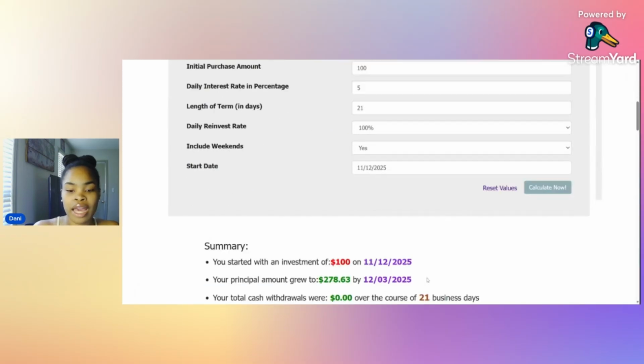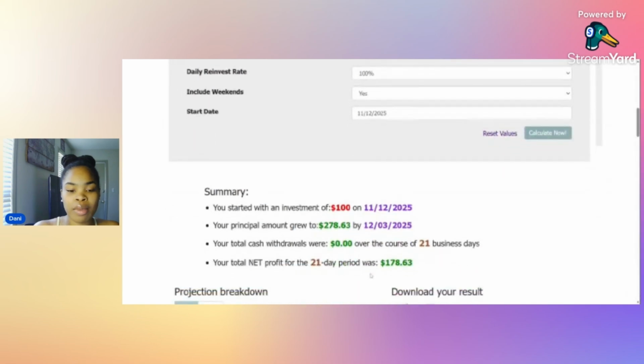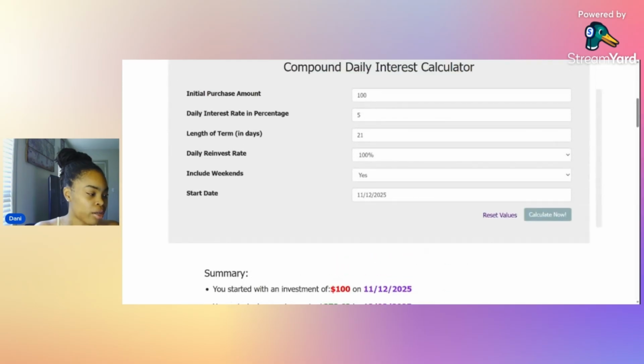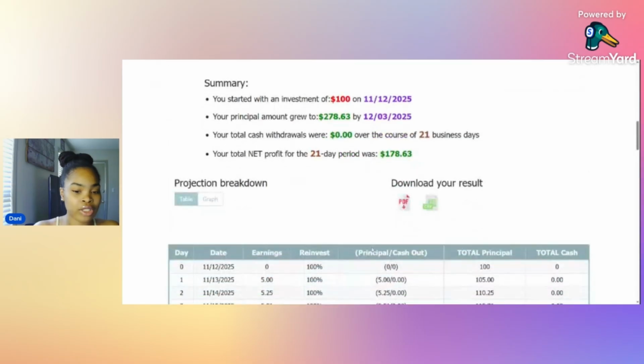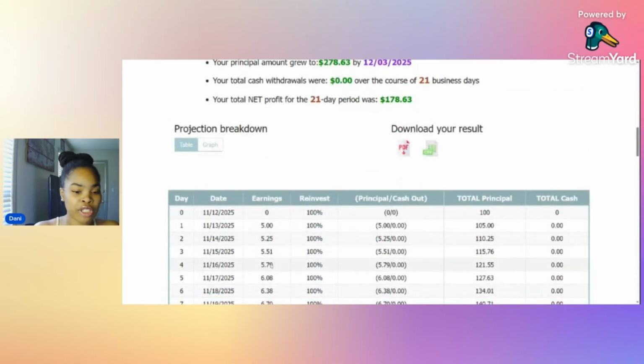Okay, and you're going to see at the bottom here the breakdown of how much you started with and how much your account grew by a certain amount of day, depending on whatever length of term you put in. All right. And it's going to tell you every day how much money you need to be making to be on track with your goal. I recommend that you start an account with at least $100.